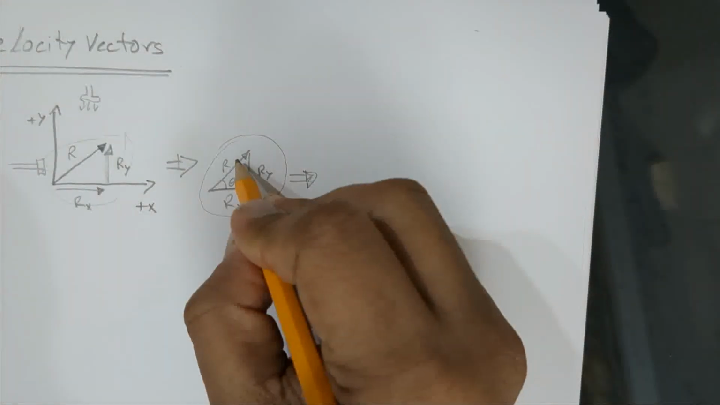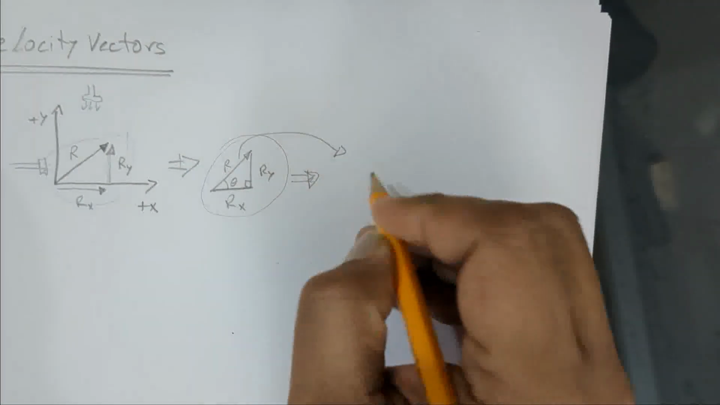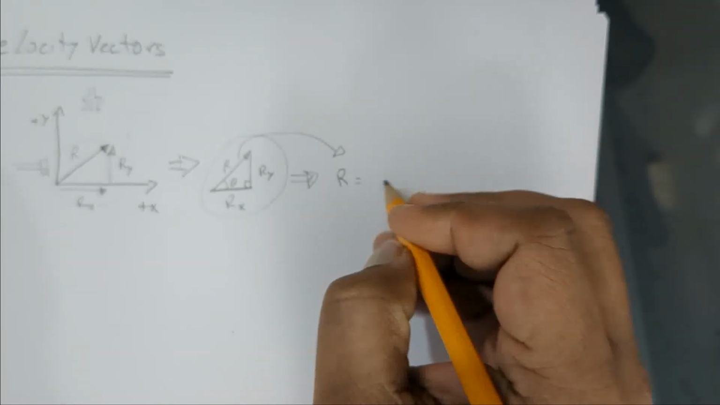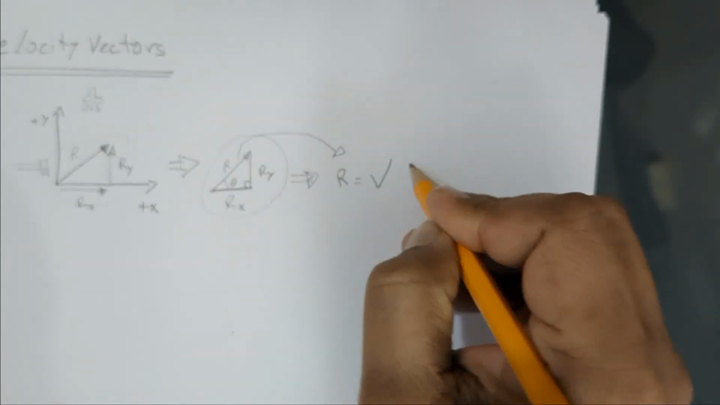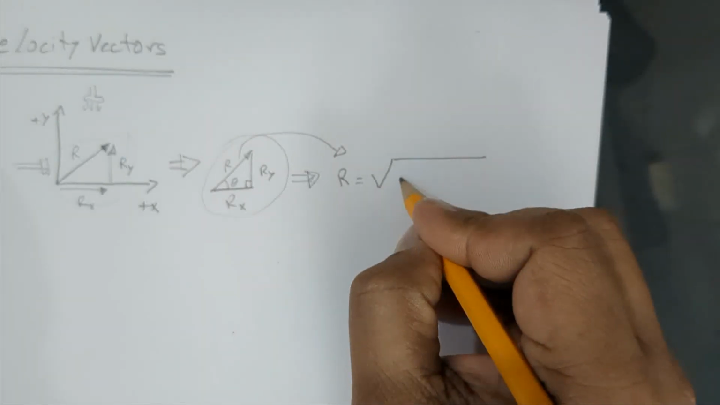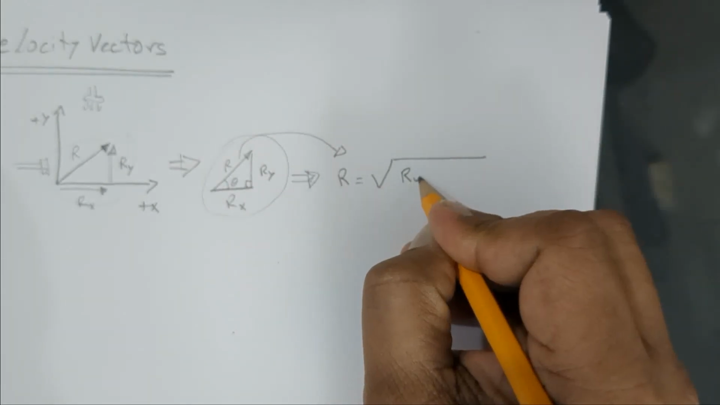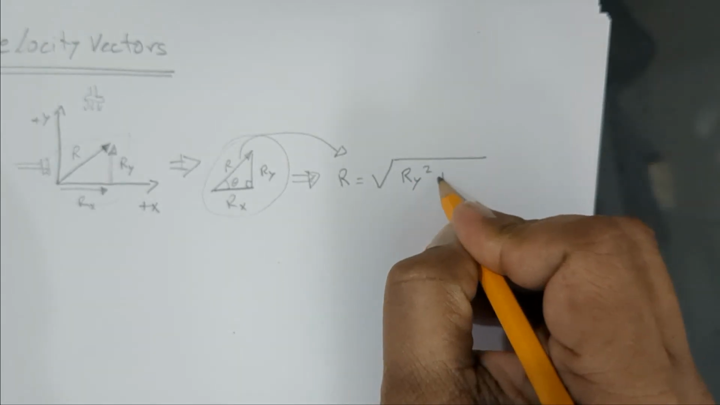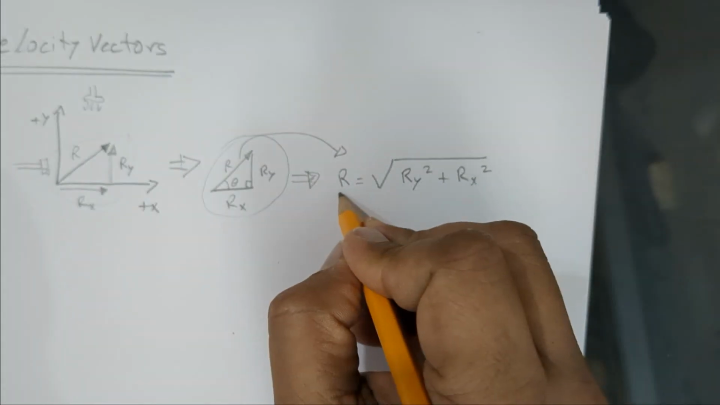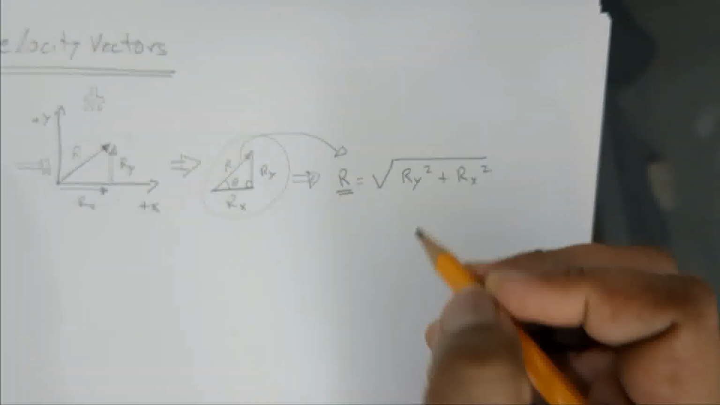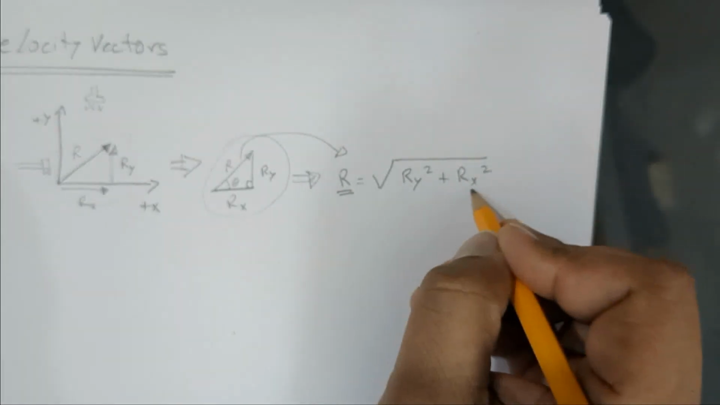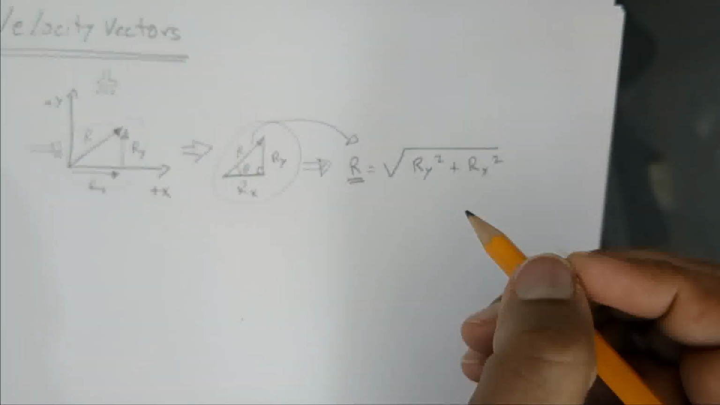So let's write the equation. So R, if we need to find R, how would we find it for a right triangle? It's the square root of both legs squared, right? Which is Ry squared plus Rx squared. And this is how you find the vector itself. And then we can manipulate this to find basically any other quantity if we know the other two, right?